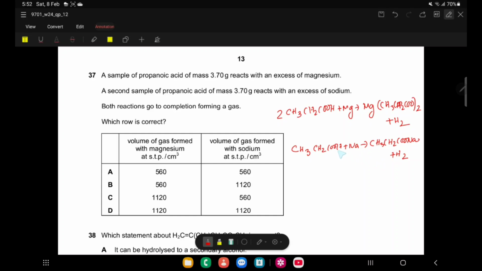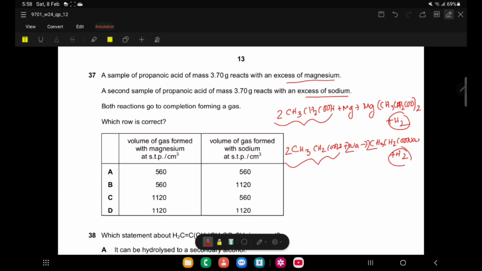So 2 moles of acid can give 1 mole of hydrogen. So 2 and 2. We have excess magnesium and excess sodium. So if you say that 2 moles of acid give 1 mole of gas, 2 moles of acid give 1 mole of gas, let's do the calculation.